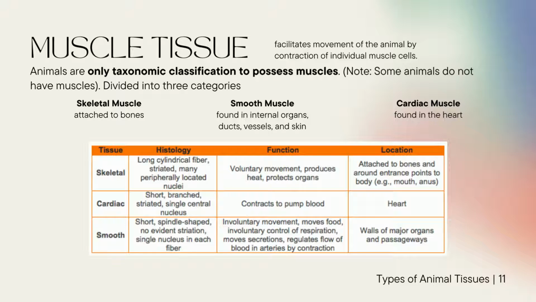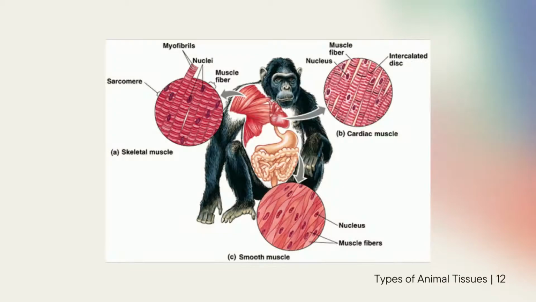So these are mostly involuntary processes of our body, and smooth muscles are the ones who are assigned with these processes. So they are located in the walls of major organs and passageways. So these are the muscle cells or muscle tissues.